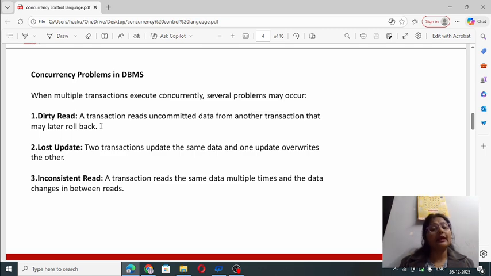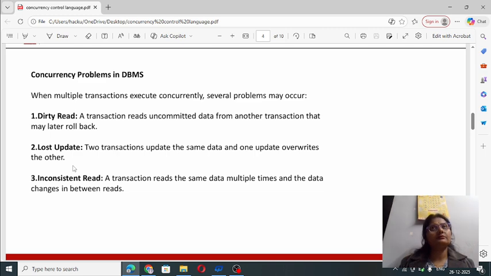If it can roll back, then it is called recoverable. If the other transaction does not roll back, then it is called irrecoverable. And lost update: two transactions update the same data and one update overwrites the other.